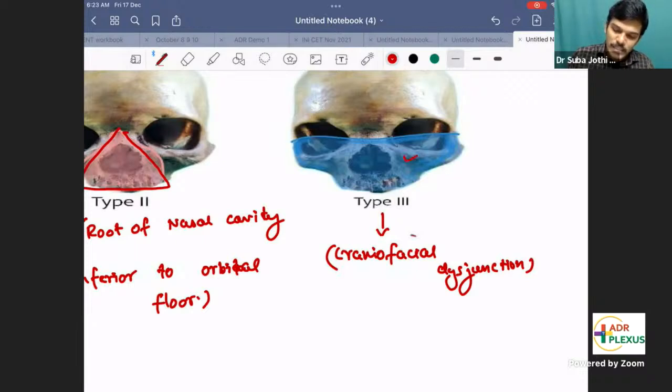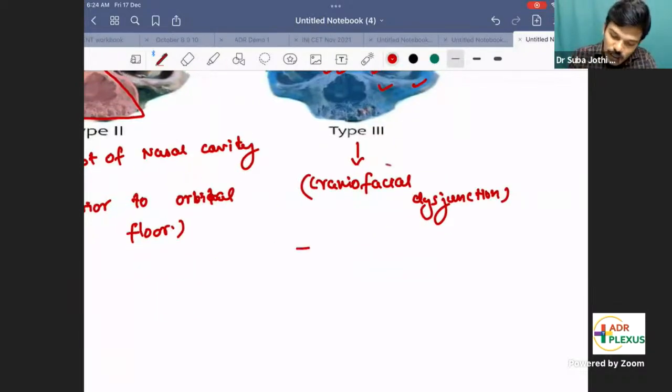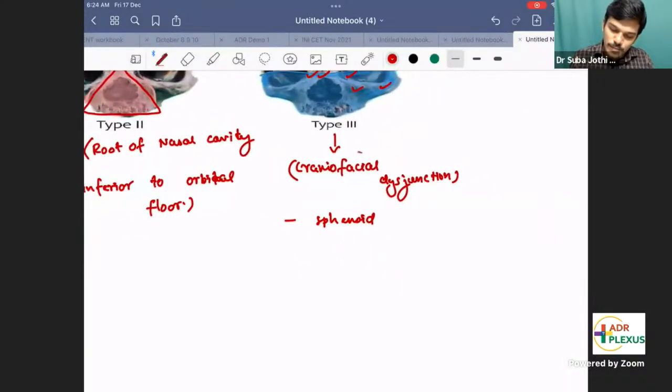It can involve maxilla, nasal bone, frontal bone, zygomatic bone, and even the inside bones like sphenoid. So these are all the bones that can be involved in Leforte type 3. If they ask what are the bones involved in Leforte 3, the extra bones are sphenoid, zygomatic.